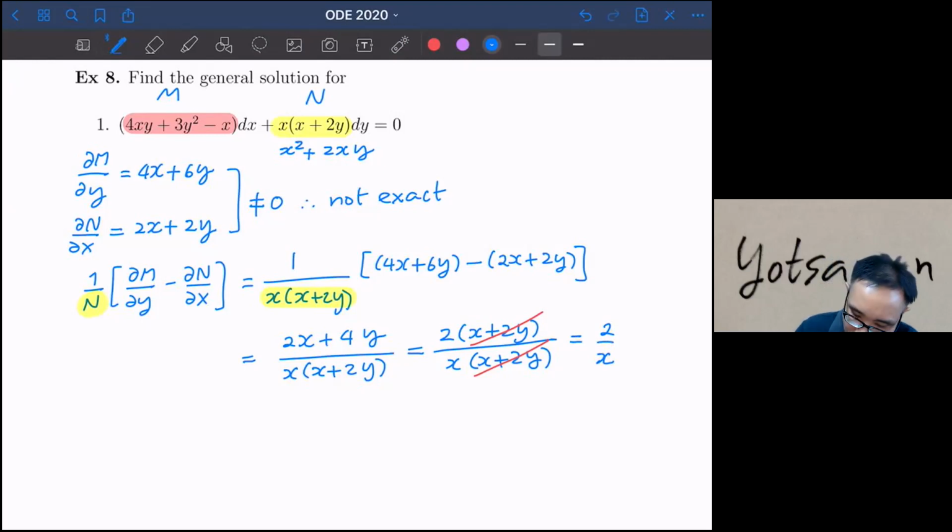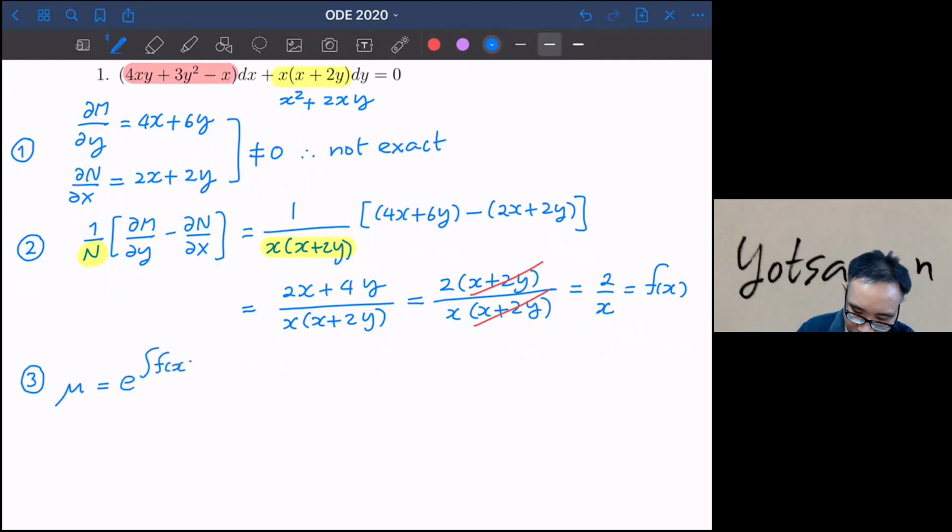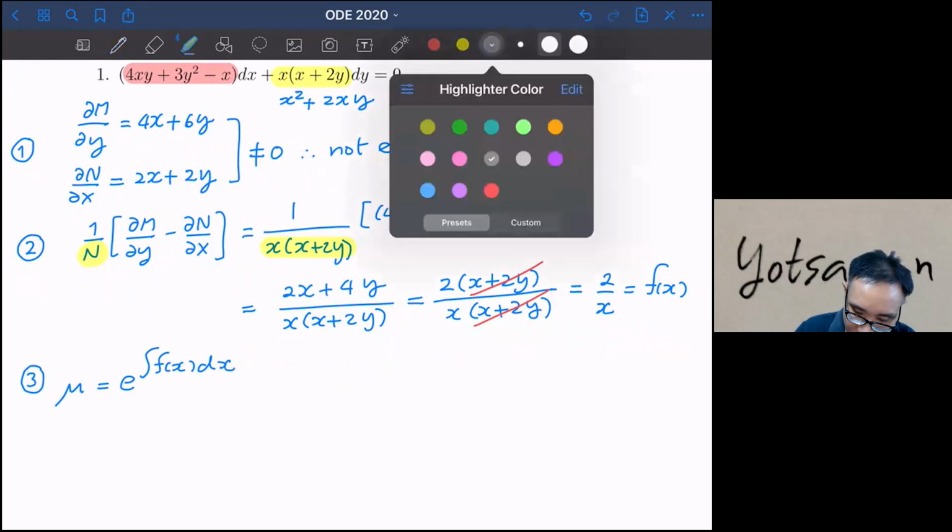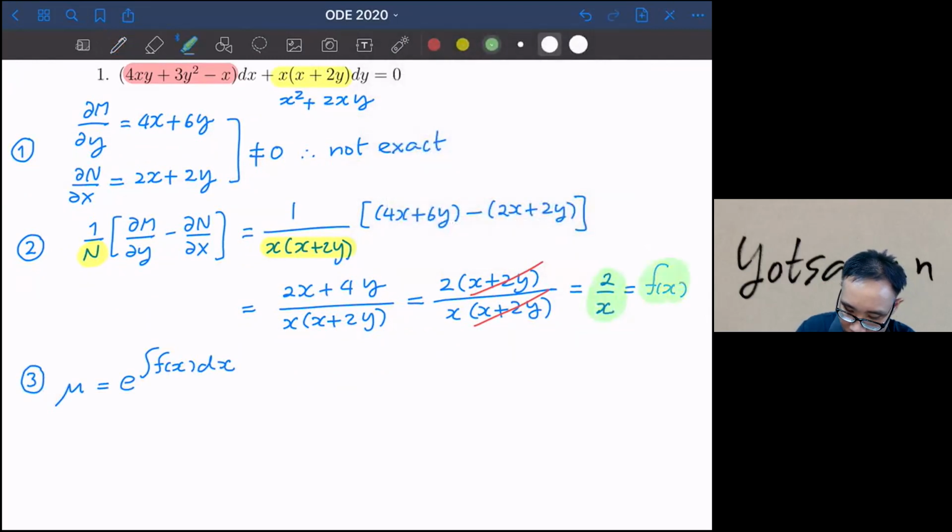So this one will be your f of x for mu. This one is going to be your second step, and this one your first step. The third step will be you have mu equal to e to the integral of f(x) dx, and your f(x) dx is the green one.